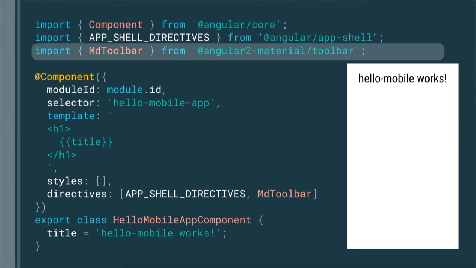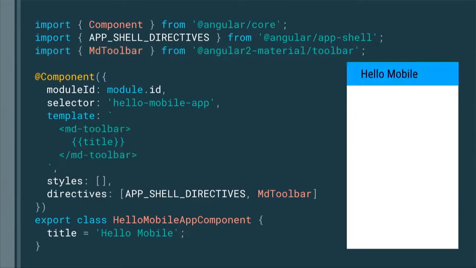This isn't particularly useful just yet. So we're going to go and add in a proper toolbar inside of our template. So it says Hello Mobile. So far, this is fine. This isn't particularly exciting.